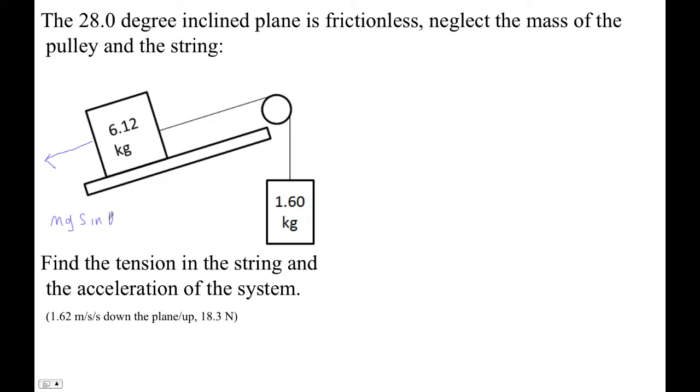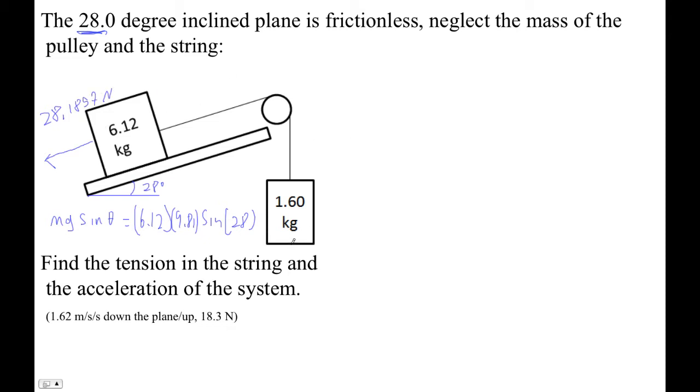mg sine theta is equal to 6.12 times 9.81 times sine of 28 degrees. I'm just getting that from here. Okay, so here we go. So let's go 6.12 times 9.81 times the sine of 28. That's 28.1857. That's acting that way, right?